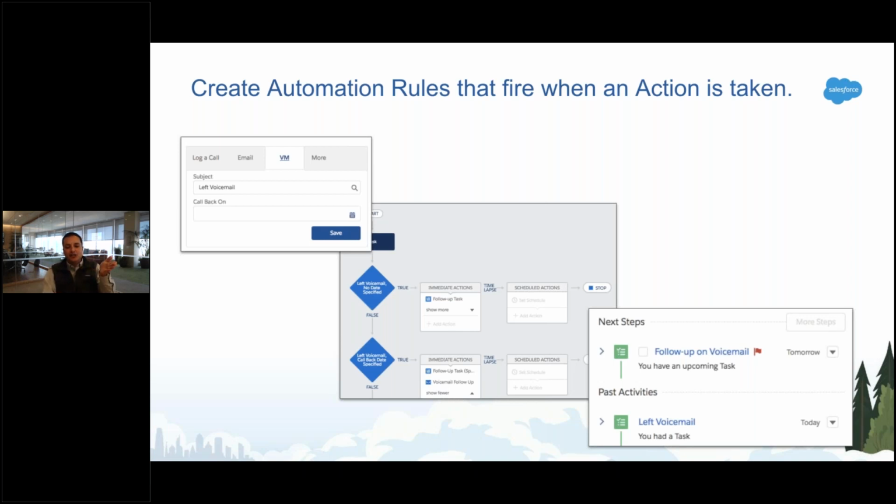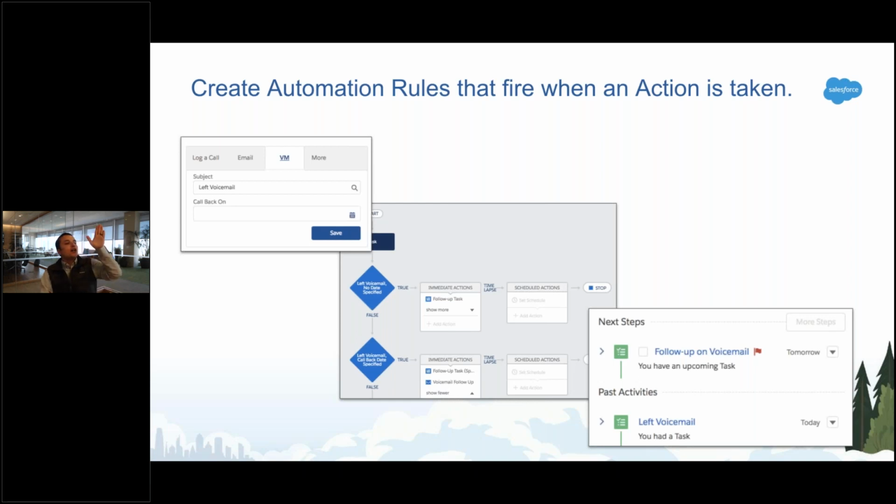So here I've got an action that logs a voicemail. You just click the VM action and it knows it was today. It knows who it's on. It knows that the task is completed and it knows that it's a voicemail. So all those fields are defaulted for your reps. They don't have to type anything in. They just hit save and then an automation rule fires and creates a follow-up task for them.